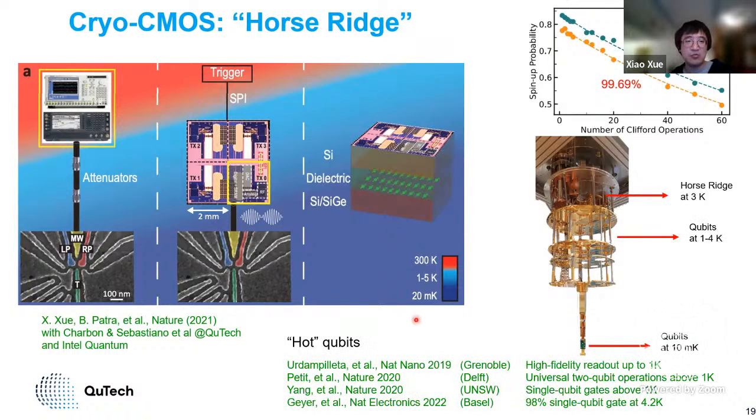So there have been very exciting works that I want to give credit to, like the work from Grenoble in the group of Tristan Meunier, who was also a former postdoc in Levin's group. He showed high fidelity readouts can be performed up to 1 Kelvin. And in two works at Delft and from UNSW, we show single and 2-qubit gates all functional above 1 Kelvin. And the most recent work from Basel and IBM Zurich is very impressive. They show 98%, which is not bad actually, single qubit gate fidelity at 4.2 Kelvin. That is the liquid helium temperature. You can imagine how impressive it is, at least to experimentalists.